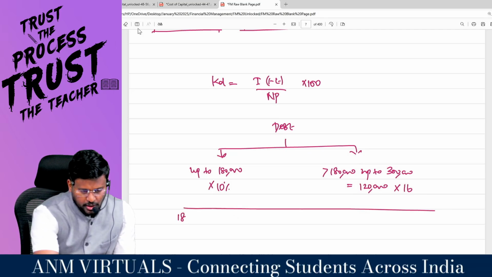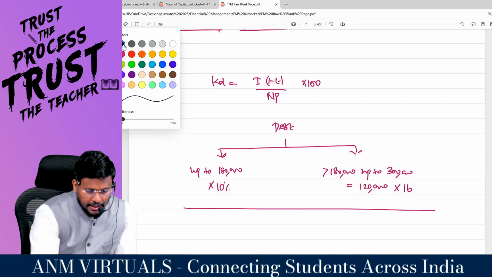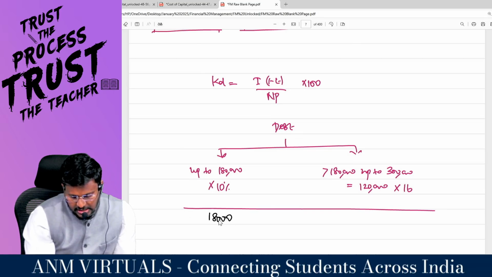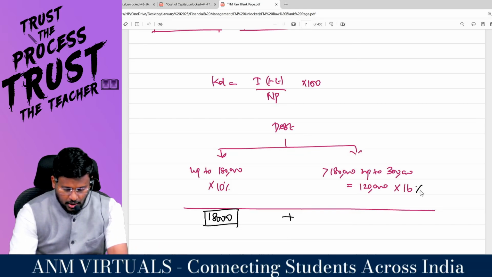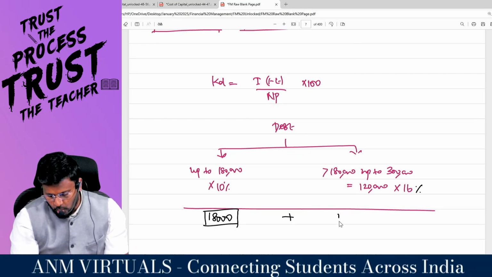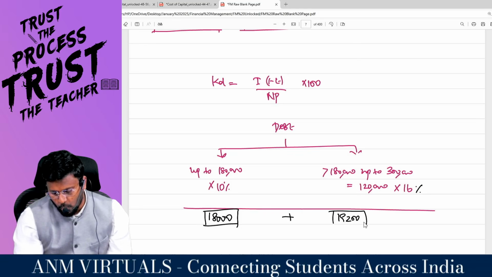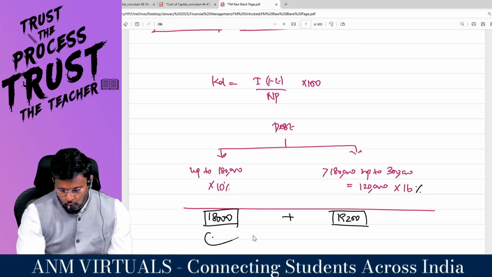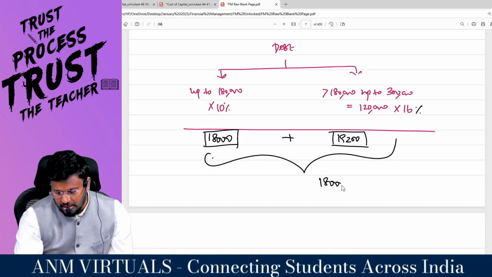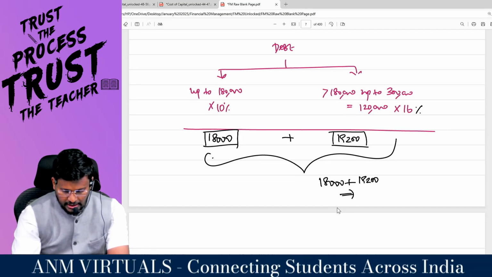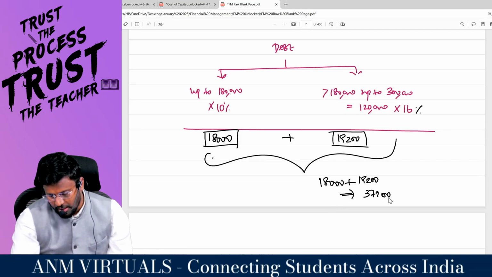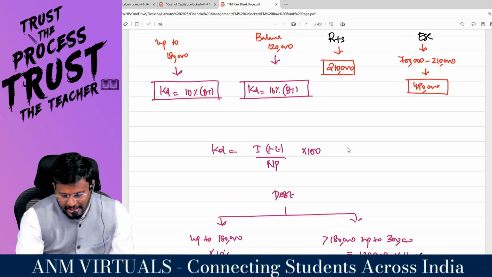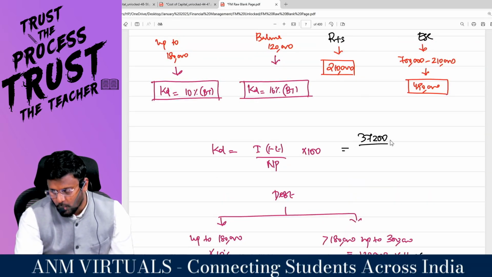So 1,80,000 into 10% comes to 18,000 rupees, which is the interest you will pay, plus 1,20,000 into 16% comes to 19,200, the interest you will pay. So 18,000 plus 19,200 comes to 37,200, which will be the total interest you will pay. That I can take as I, 37,200.